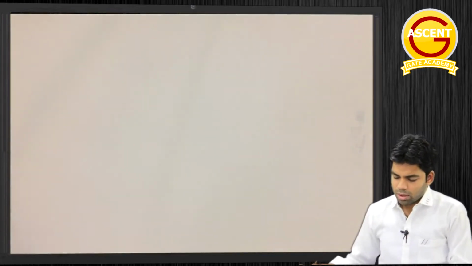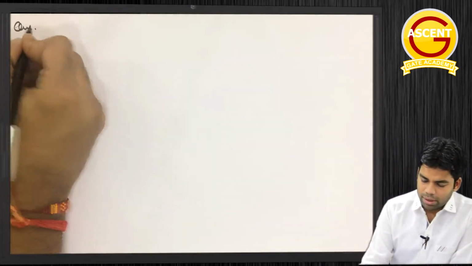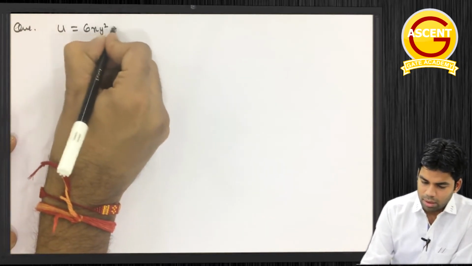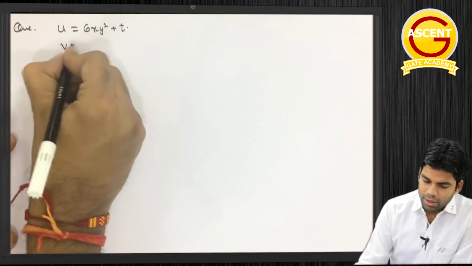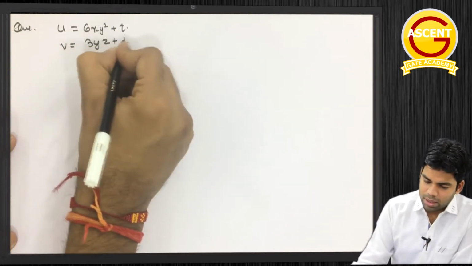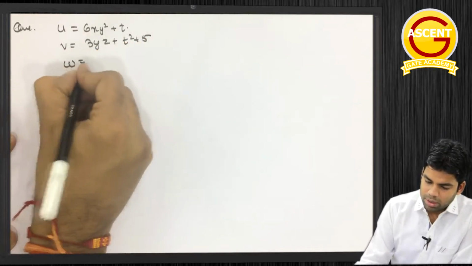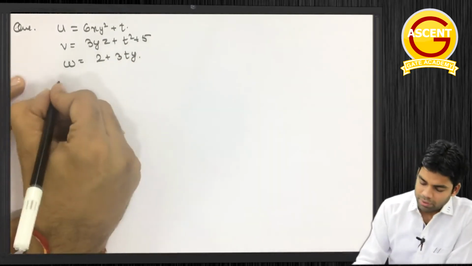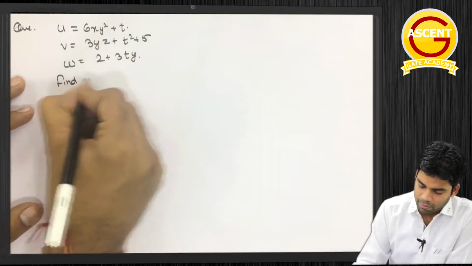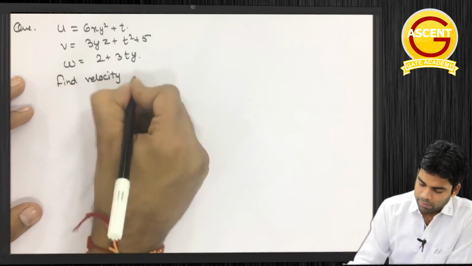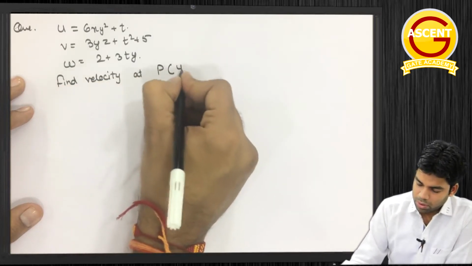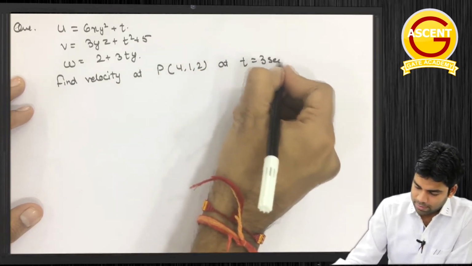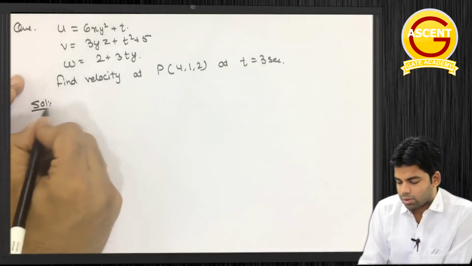Now let's suppose it is given in the question that u, which is a function of x, y, z and t, is equal to 6xy square plus t. v is given as 3yz plus t square plus 5, and w is given as 2 plus 3ty. Now we want to determine the velocity at point P, whose coordinates are 4, 1 and 2, at time 3 seconds. Getting this?